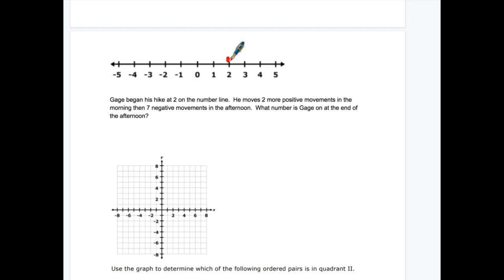Okay, so this is where we're starting from. I'm going to go 2 to the positive, and then 7 to the negative. So there's 1, 2, 3, 4, 5, 6, 7. And where would you end up in the afternoon? Well, in the afternoon, you would be at -3. And again, we found that by starting at 2, moving 2 to the right, and then moving 7 to the left. Okay, and we ended up at -3. Hopefully that's what you had on yours also.